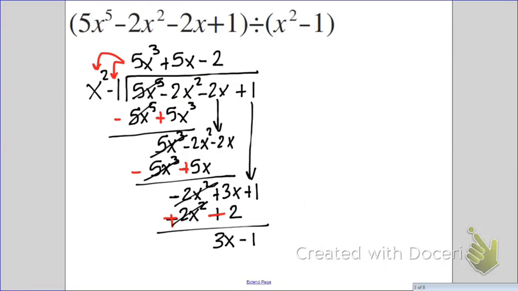Is there any way we can make our x squared turn into 3x? No. Well, the x squared has a power of 3, the 3x has a power of 1, so we are actually done there. This is our remainder.